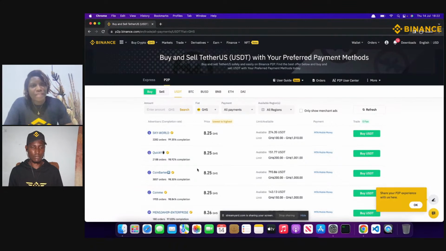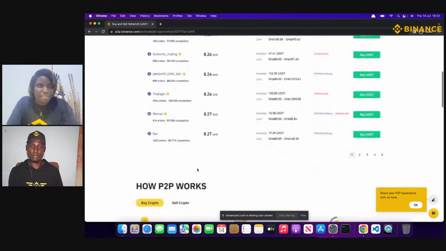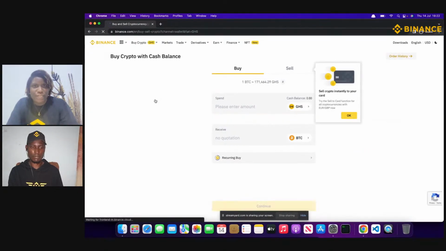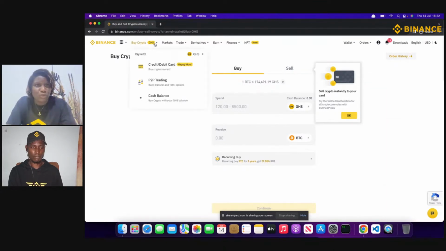So I've talked about credit and debit cards. I've talked about the P2P system. Here you can buy, and also you can buy with your cash balance. Okay, so here I don't have any cash balance. And how did this come up? You can actually deposit fiat directly. But that is not available when we choose, let's say, Ghana Cedi.